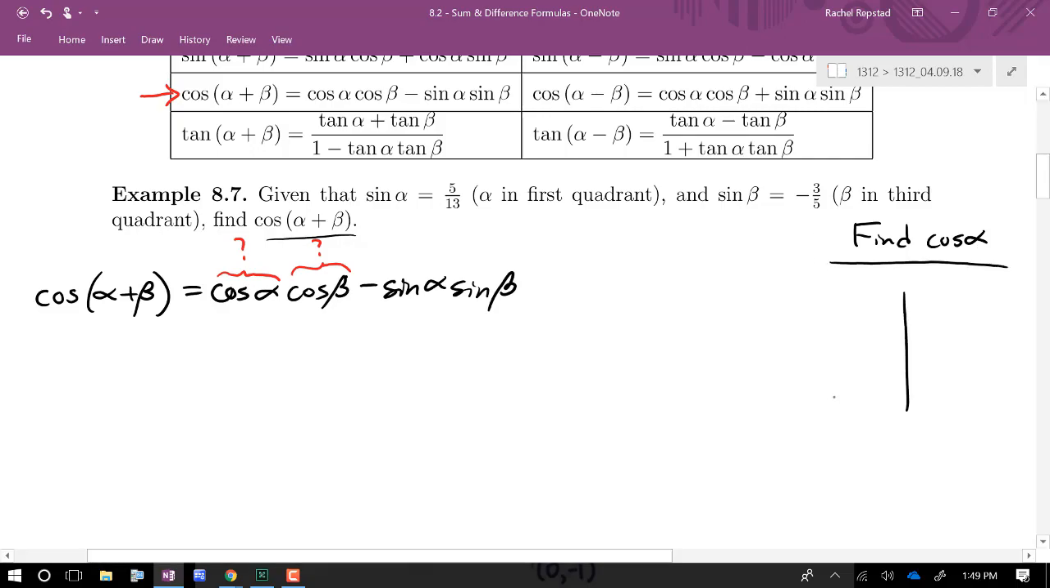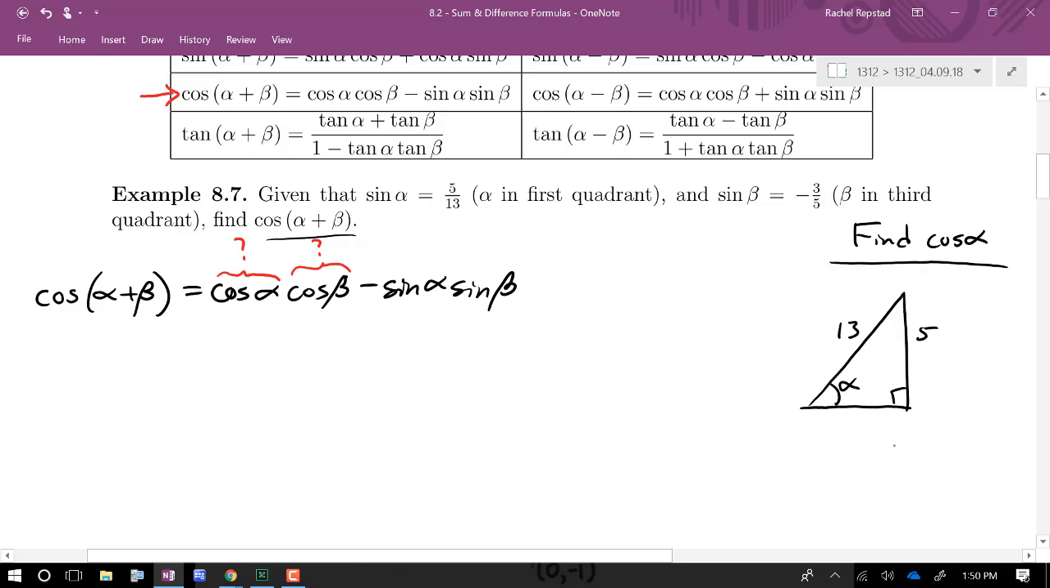So if sine of alpha is 5 over 13, then I can make a little right triangle with alpha as the angle. And I can label the sides in such a way that will agree with that statement. If sine alpha is 5 over 13, that means the opposite side has to be 5 and the hypotenuse has to be 13. SOHCAHTOA tells me how I need to label it. If I want cosine of alpha, what I really need is the adjacent side.